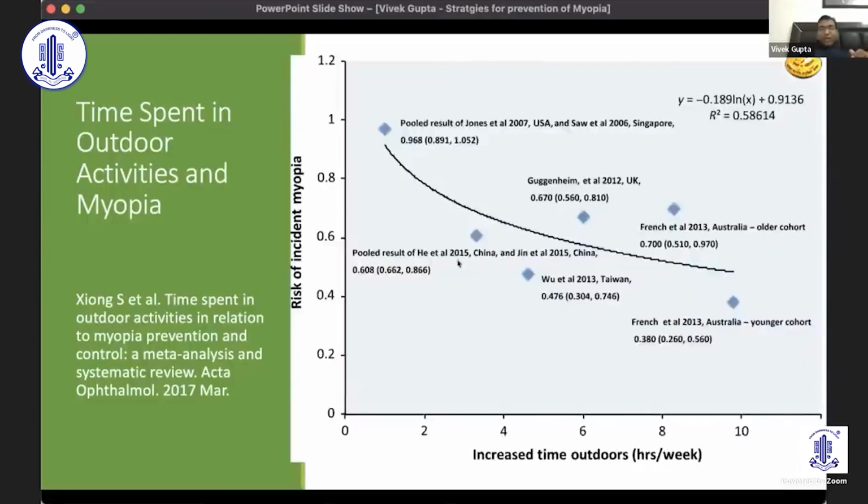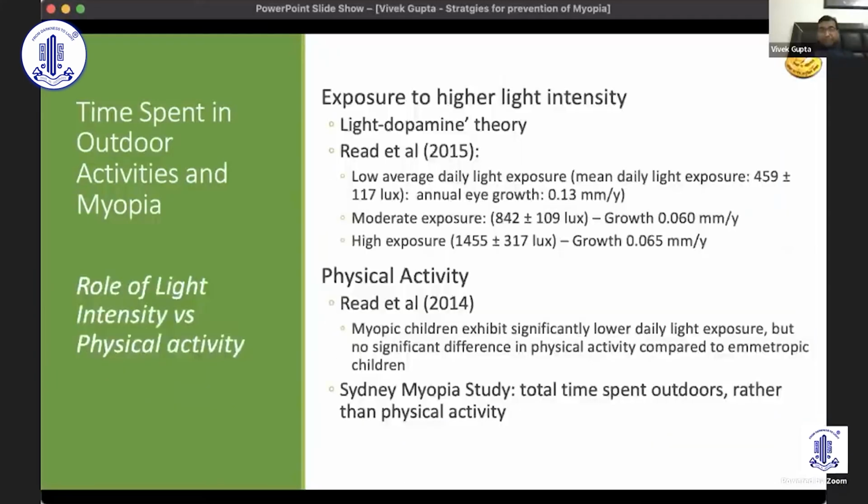And as we proceed along the x-axis and increase the time spent outdoors, the risk of incident myopia goes down. So there is evidence of a dose-response relationship. In epidemiology, we talk about causality, and dose response is an important indicator of causality. So it's a strong indication that if we spend more time outdoors, more reduction is happening. So there is a strong association, and if we reverse it, we can reduce the risk of myopia.